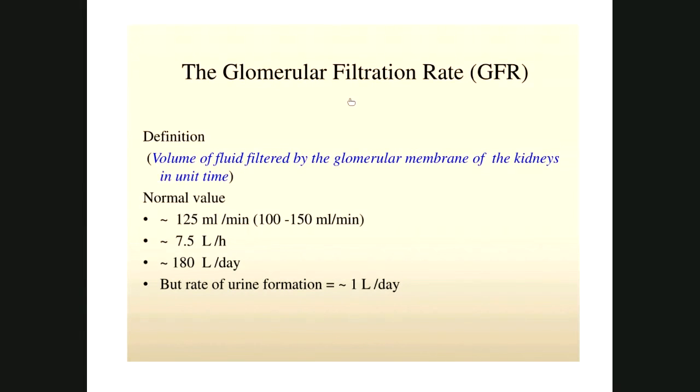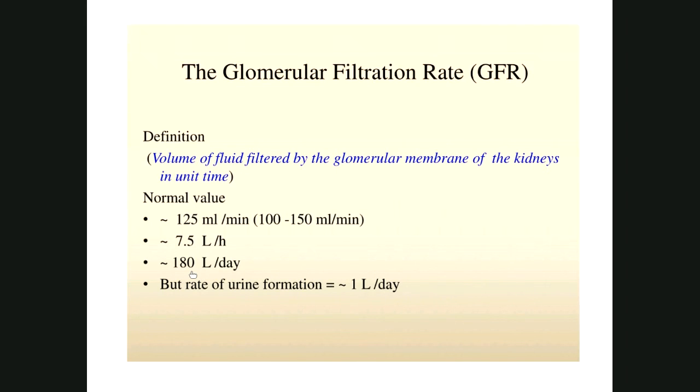So the glomerular filtration rate is the rate of filtration through the glomerulus, the volume of fluid filtered by the glomerular membrane of the kidney per minute. And that amount is 125 ml per minute, as I mentioned before. If we make a calculation per day, it's nearly 180 liters per day. So how can we survive?